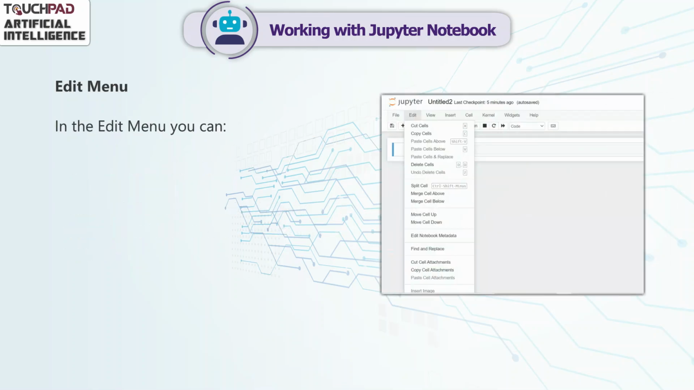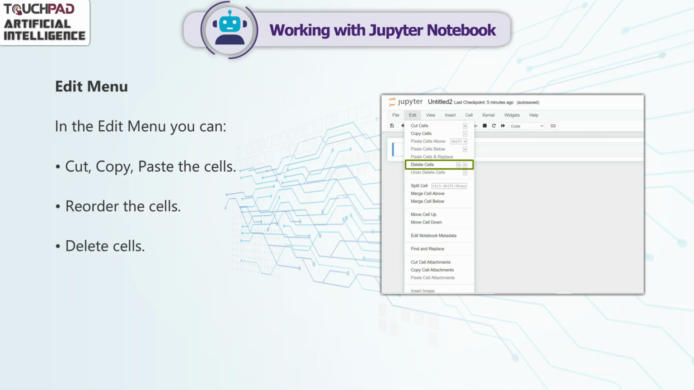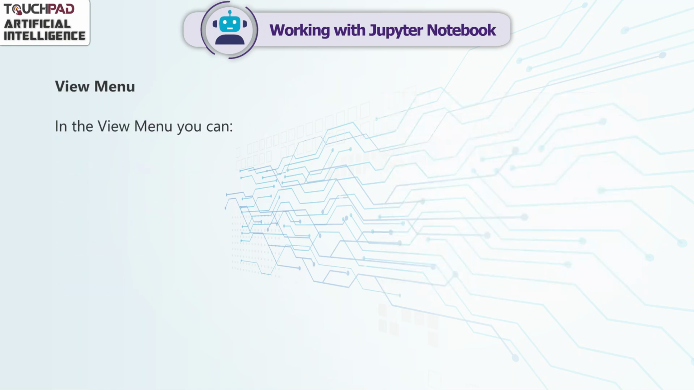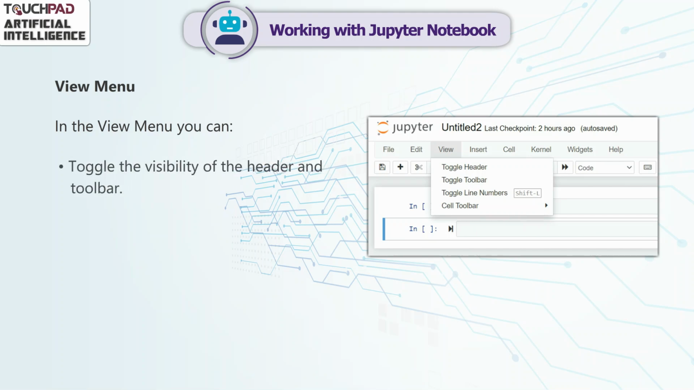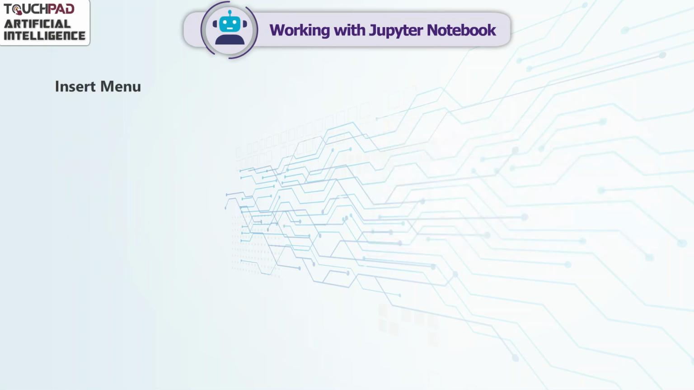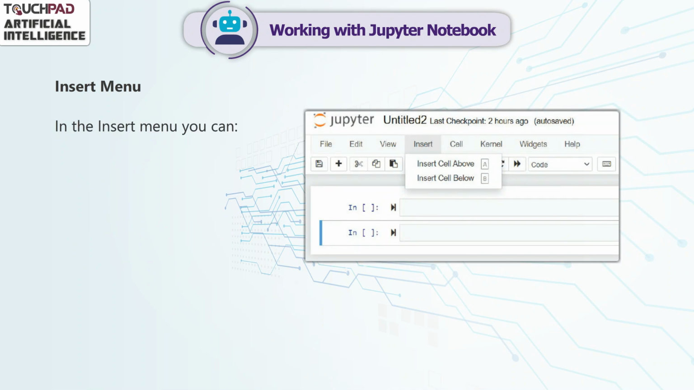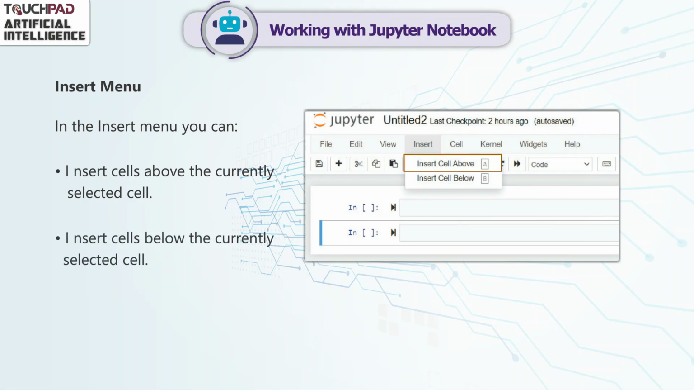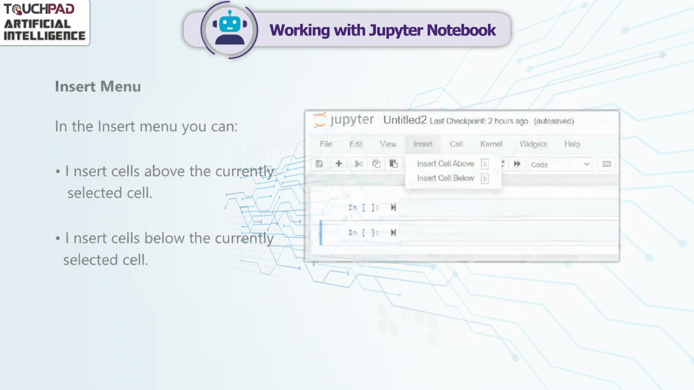Edit menu. In the Edit menu, you can cut, copy, paste the cells, reorder the cells, delete cells, split and merge cells. View menu. In the View menu, you can toggle the visibility of the header and toolbar, toggle line numbers within cells on or off, go to the cells toolbar. Insert menu. In the Insert menu, you can insert cells above the currently selected cell. Insert cells below the currently selected cell.